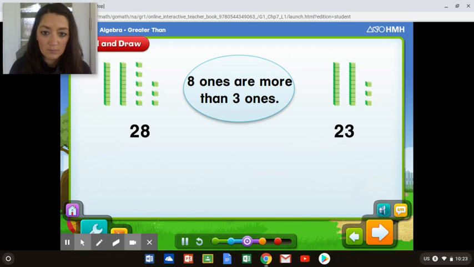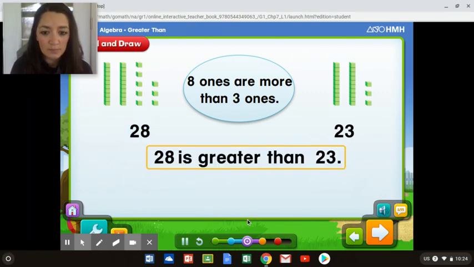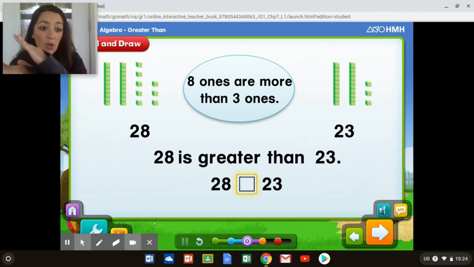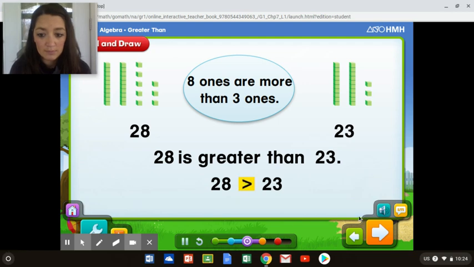So which number is greater, 28 or 23? Select the number that is greater. 28 is greater. Right. 28 is greater than 23. We can show this using the greater than sign, which opens to the greater number. So the greater number here is 28, so the sign is going to open towards the 28. 28 is greater than 23.